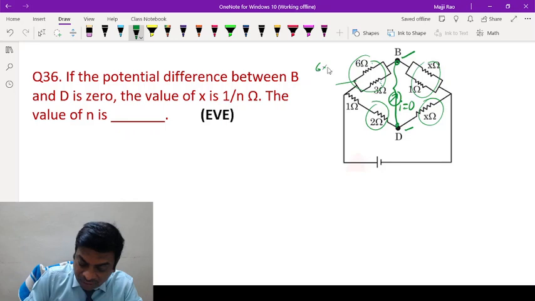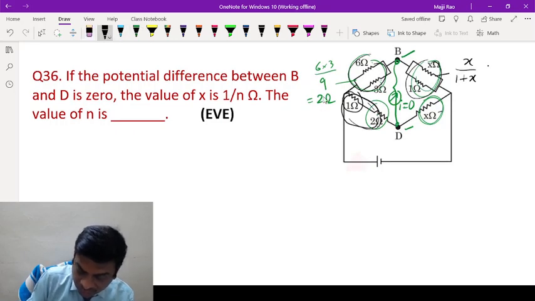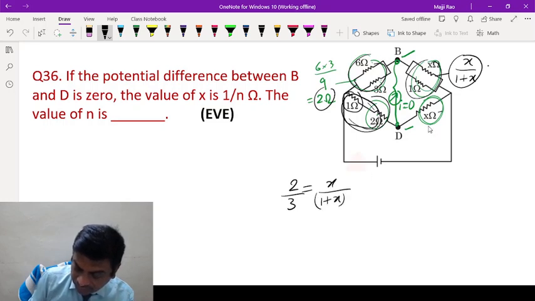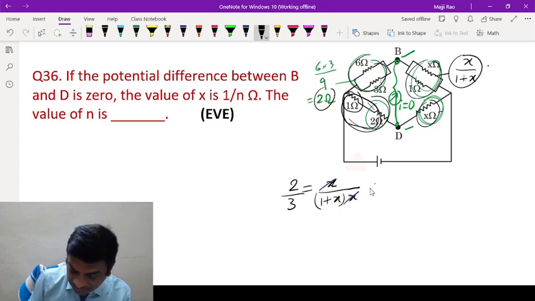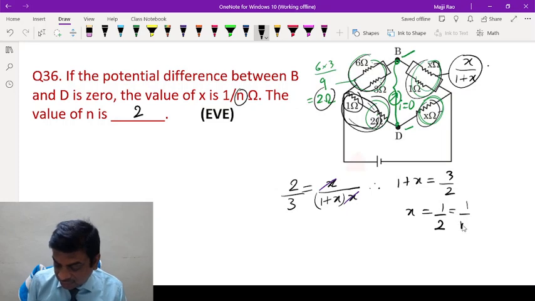3 into 6 upon 6 plus 3. That is 2 ohm. So from the principle of Wheatstone bridge, this is 2 ohm and this is 3 ohm, which is equal to x upon 1 plus x upon x. Assuming x not to be equal to 0, we can cancel it. So finally we have 1 plus x is equal to 3 by 2. So x is equal to half. In other words, n is 2.